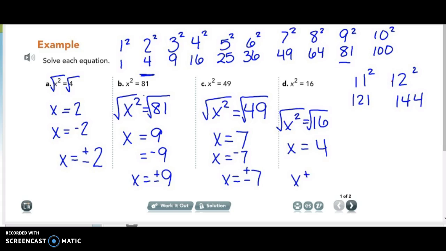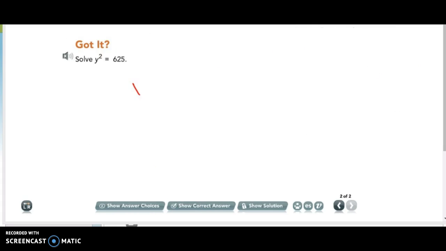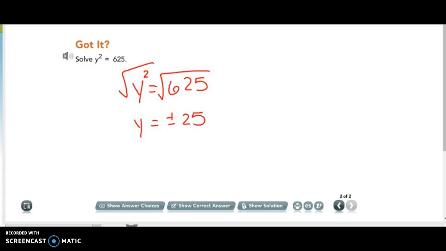And x equals positive or negative 4. We have y squared equals 625. We're going to square root both sides. We're going to have y equals positive or negative 25.